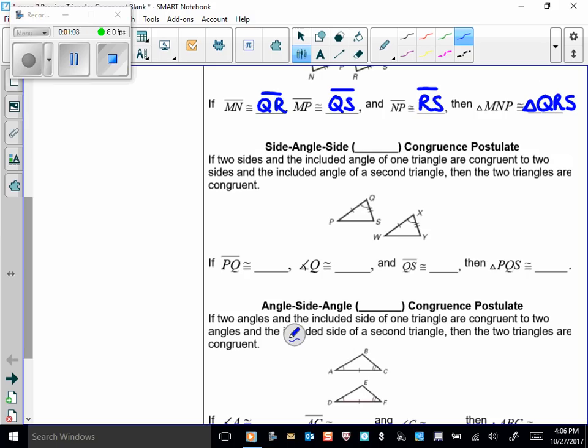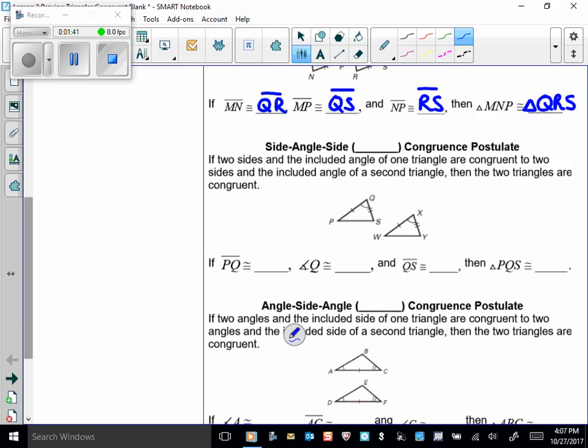If two sides and the included angle of one triangle are congruent to two sides and the included angle of a second triangle, then those two triangles are congruent. So look here at PQS. You see this angle Q here? What it means to be an included angle is that it's between the two sets of sides. So you see how angle Q and angle X are in between the two sets of sides that are marked as congruent. Well, that's what we mean by an included angle.